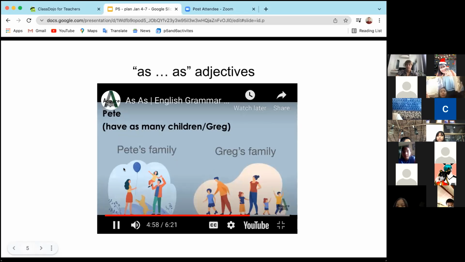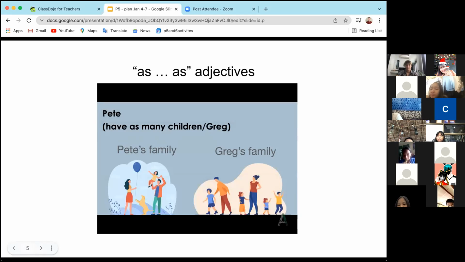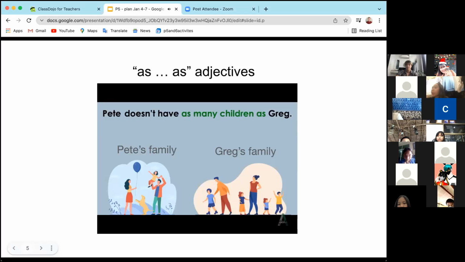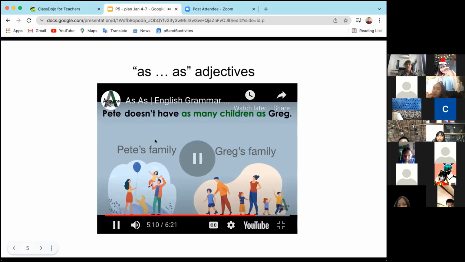Of Pete's family and Greg's family, okay? Pete's family, he only has one child. Greg's family, they have four children. Pete doesn't have as many children as Greg. They're not equal. Pete doesn't have as many children as Greg.